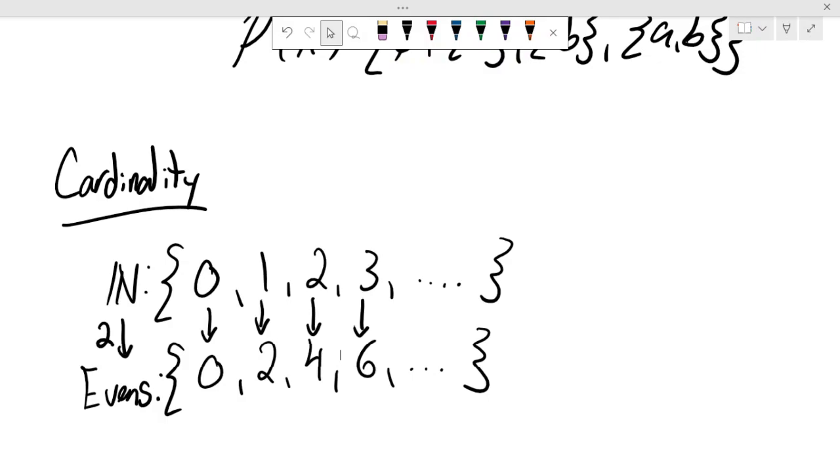Technically, the definition is that if you can make a bijection between two sets, we say they have the same cardinality. We're going to look at bijections later, but basically it means that you are able to create a one-to-one function, which we've already seen, and an onto function, which is what we'll look at. But just multiplying by 2 definitely fits that criteria.